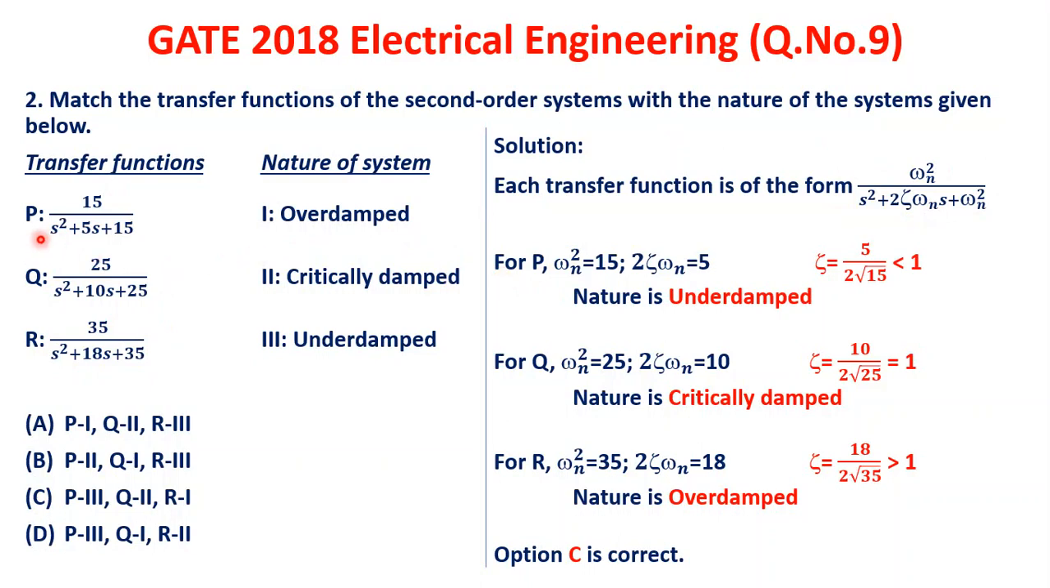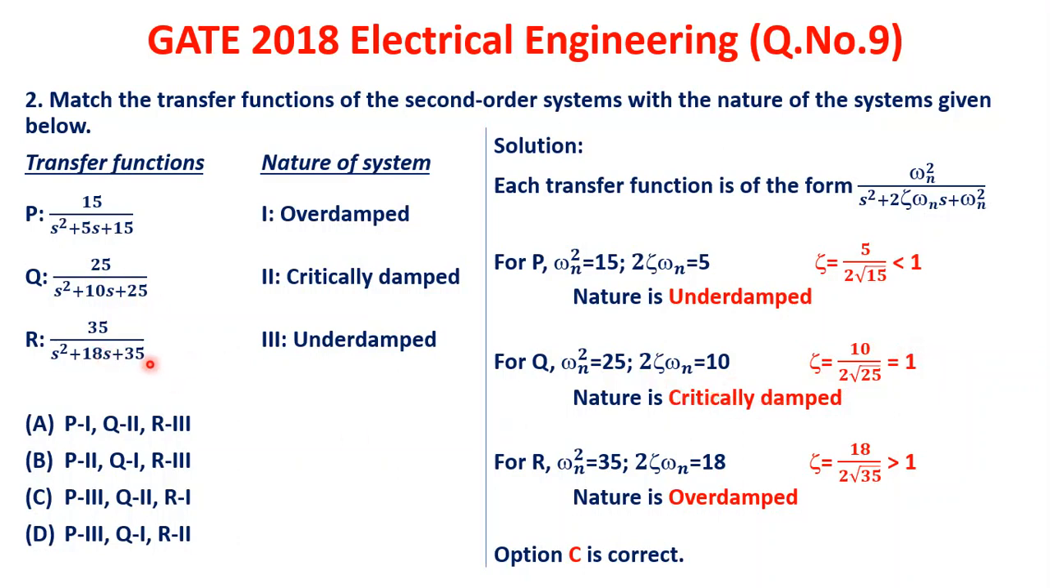For example, for transfer function P, omega n square is 15, so 2 zeta omega n is 5. This is 2 zeta omega n, this is omega n square. By solving these two, we get zeta as less than 1. Zeta less than 1 means under damped. For Q, omega n square is 25, 2 zeta omega n is 10, that is what is written here. Therefore zeta is 1, which is critically damped.